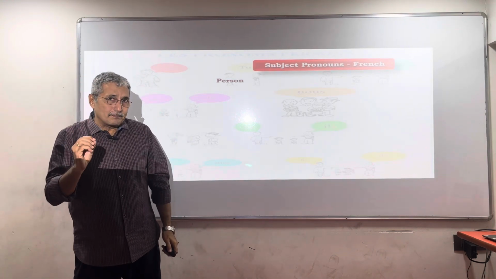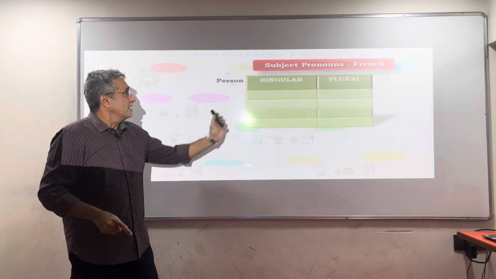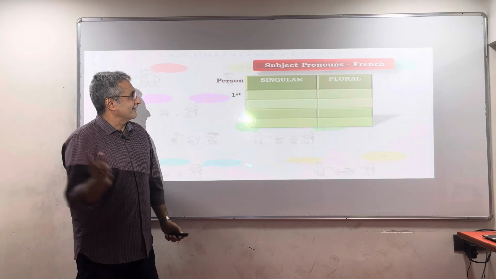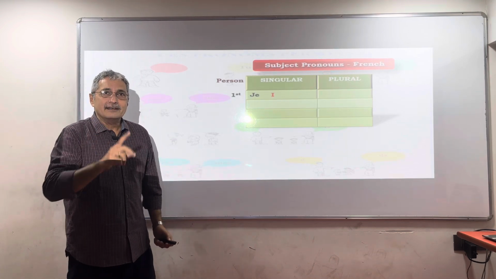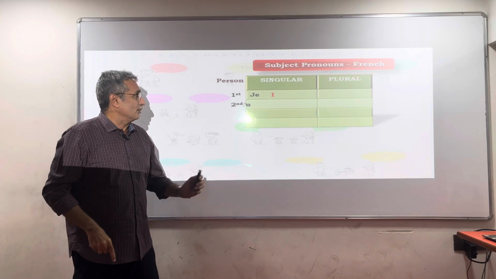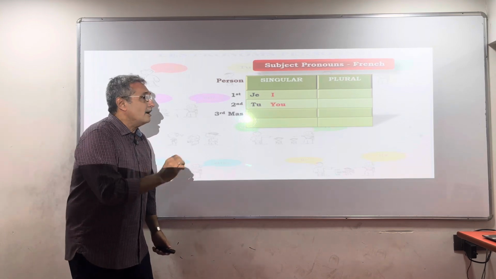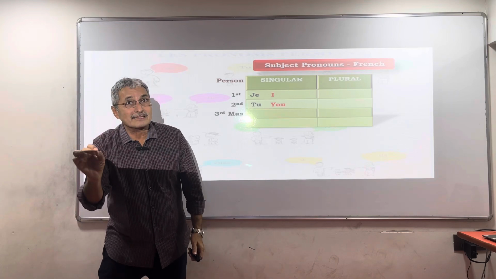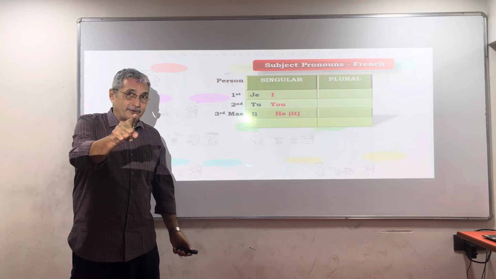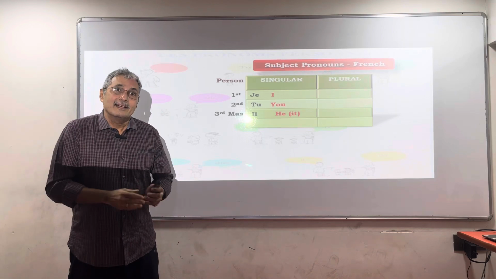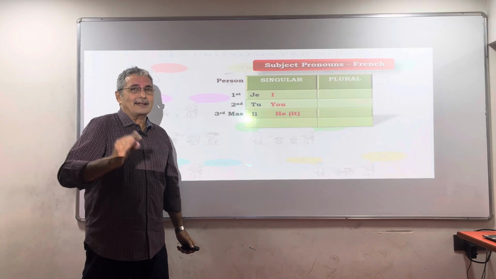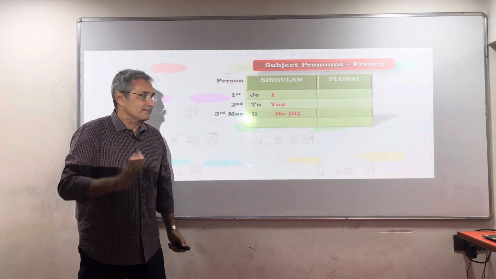First person, second person, third person. I hope you remember that. So, first person singular, je, I. That's it. Second person singular, tu, you. Exactly. That's it. Third person singular masculine, il, he, or of course, it. Because in French, we know that even non-living nouns are classified as either masculine or feminine.